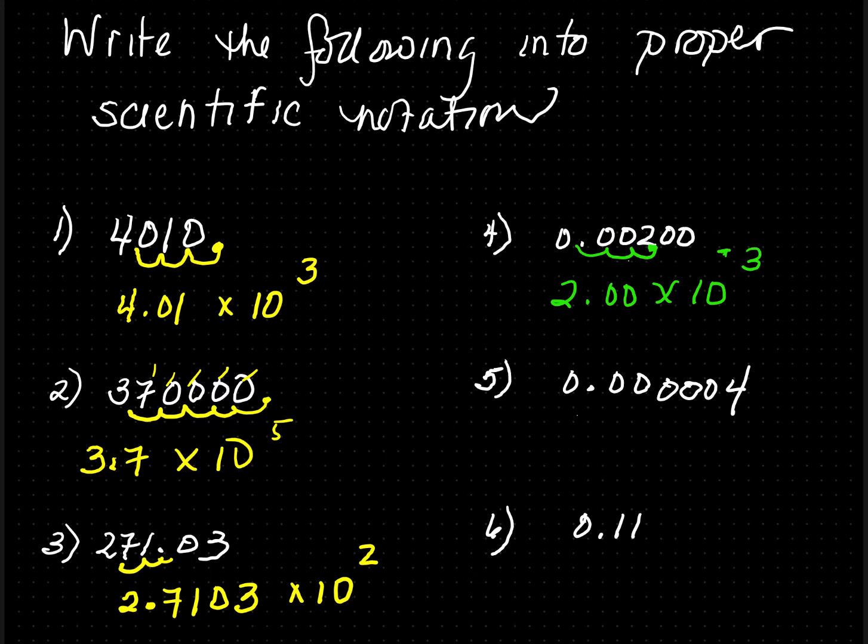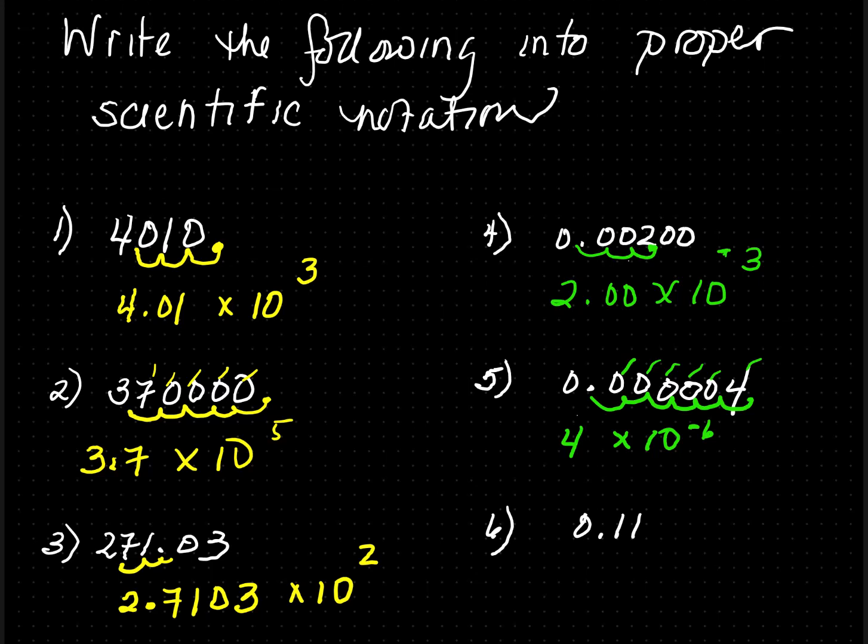For 5, we have 0.000004. Again, I have to move the decimal to the right to get a digit in front of the decimal. So when I do that, I have 4 times 10. I move the decimal 1, 2, 3, 4, 5, 6. Since it's a small number, it becomes a negative 6 as my exponent.